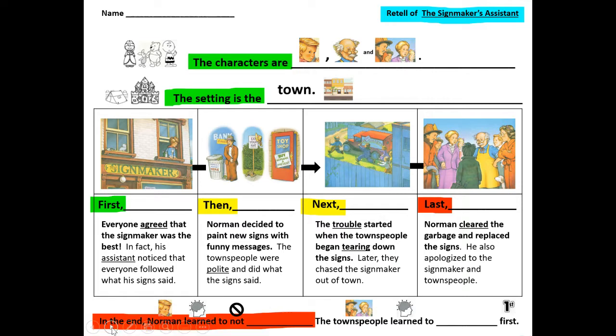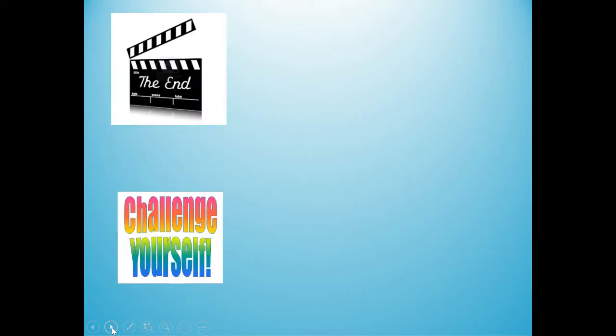So in the end, what did Norman learn? He learned to not trick people. Don't trick the people in the town. And the townspeople learned to think first. What did they learn to do first? They learned to think first before just doing what the signs said, right? All right, so now we've reviewed. It's the end of our review.